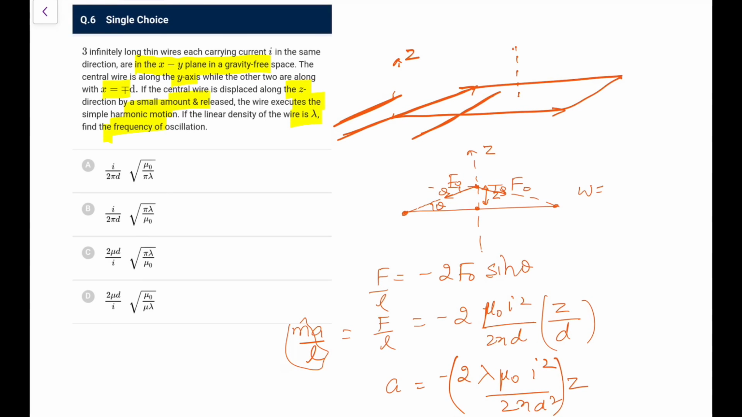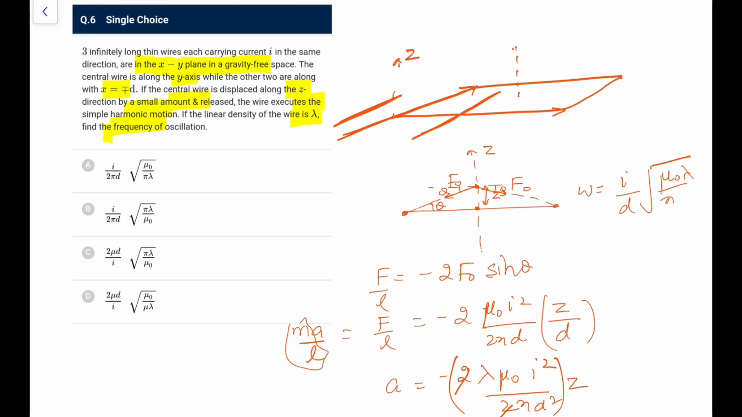If I do this, 2 gets cancelled, and omega comes out to be I times what I have. I can write it as I upon, and this will be common, under root of mu naught upon pi d. I by d is common, it is mu naught by pi, and there should be lambda also.